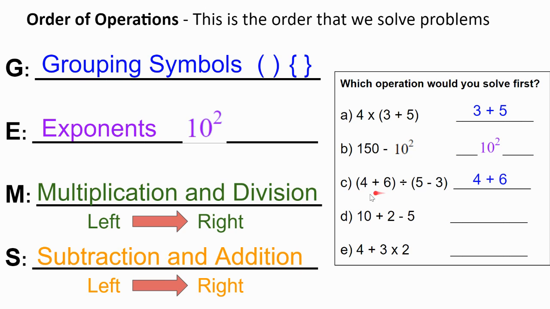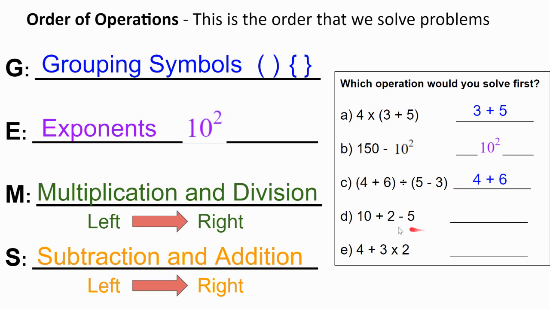So we would solve 4 plus 6 first, which is 10. Then we would do the other set of grouping symbols, 5 minus 3, which is 2. Finally, we would end up dividing 10 divided by 2 in order to get 5. But here we're just solving the first step.